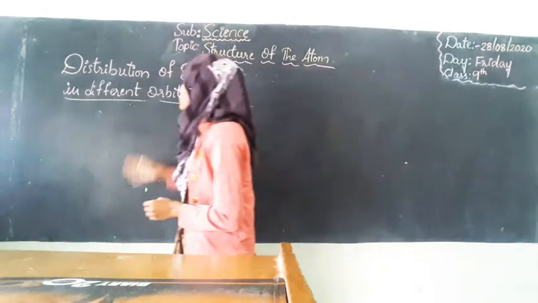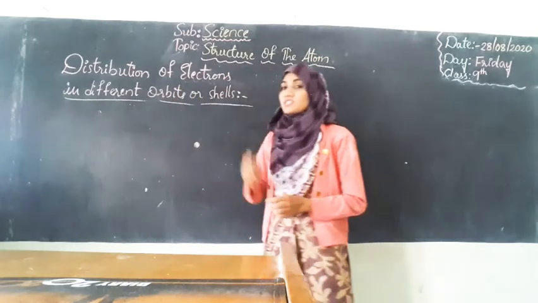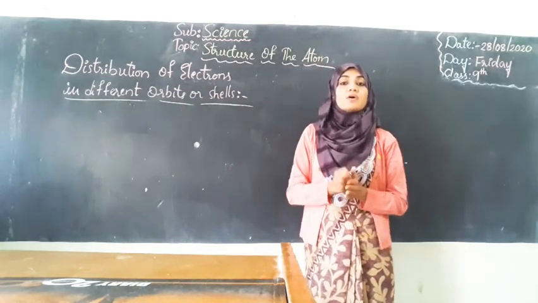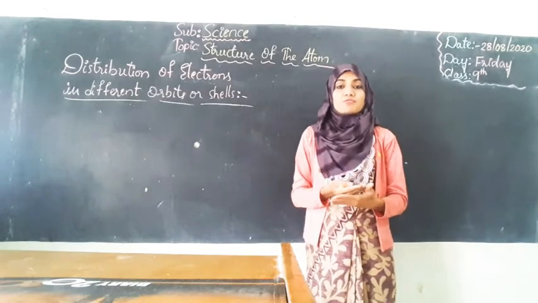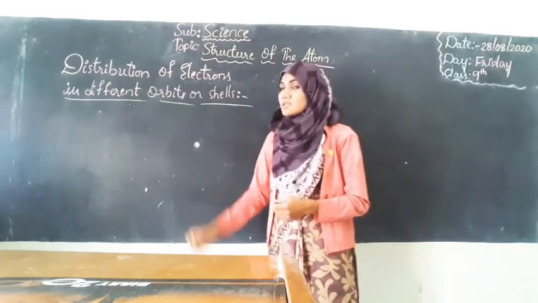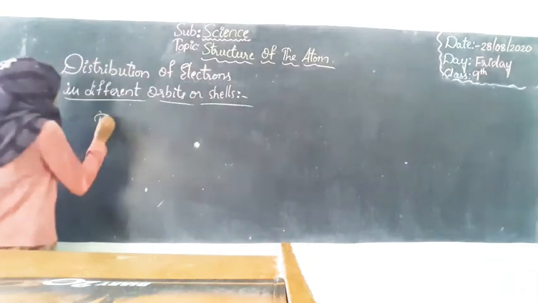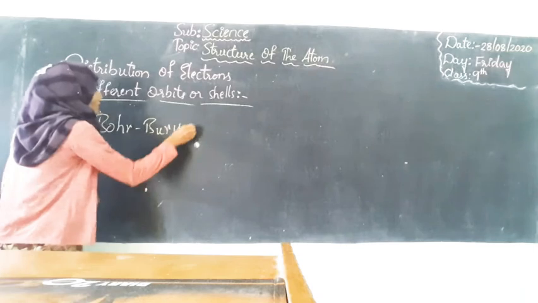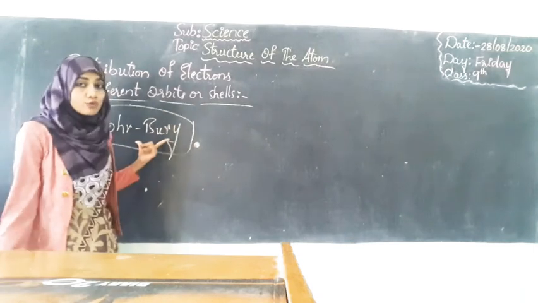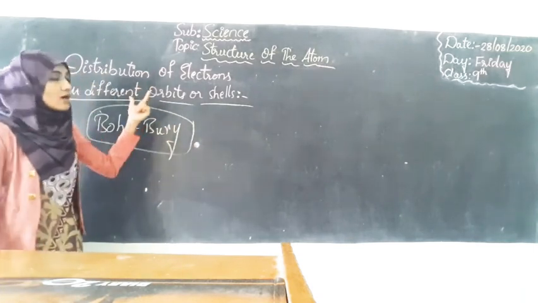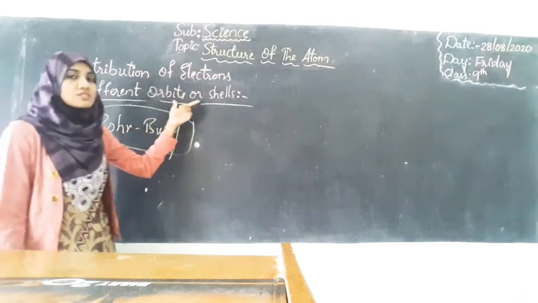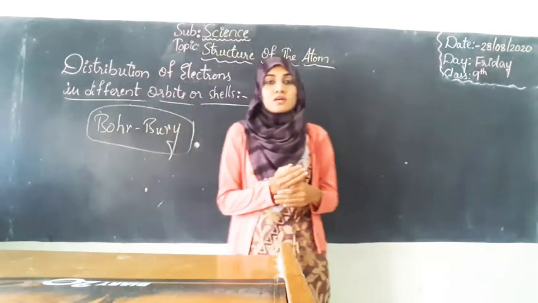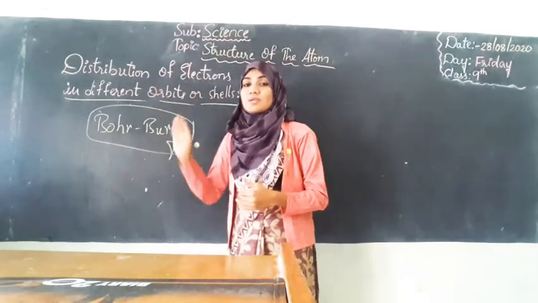To discuss this distribution of electrons in different shells, certain scientists presented certain rules, among which Bohr's and Bury's rules came forward to write the electronic configuration. So two scientists, Bohr and Bury, presented certain rules to allot the electrons into different shells or orbits, or to make the arrangement of electrons in different orbits or shells.